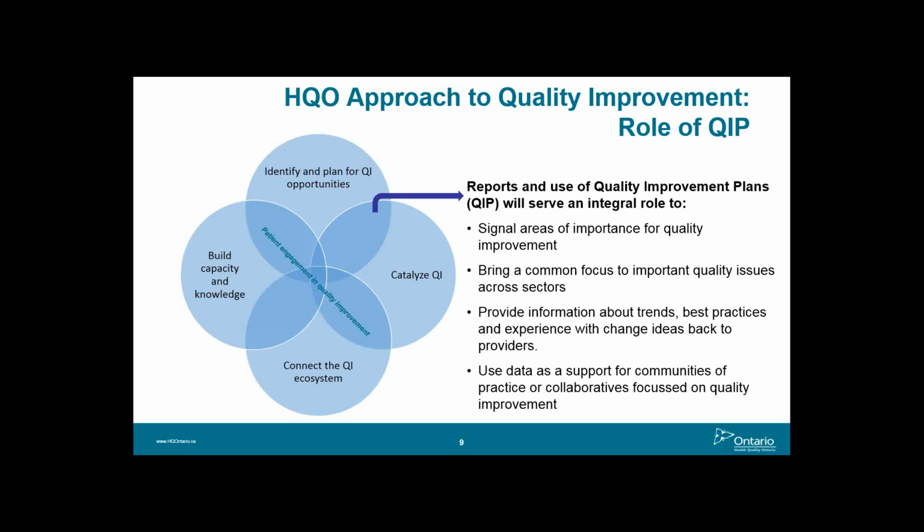And then use data as a support for communities of practice or collaboratives focused on quality improvement. So certainly be able to work together to create those communities of practice. And then the quality improvement plan sits in all of these circles and crosses them all, and you can see that patient engagement and quality improvement is certainly across all of those buckets of work that we would be working within the quality improvement realm.